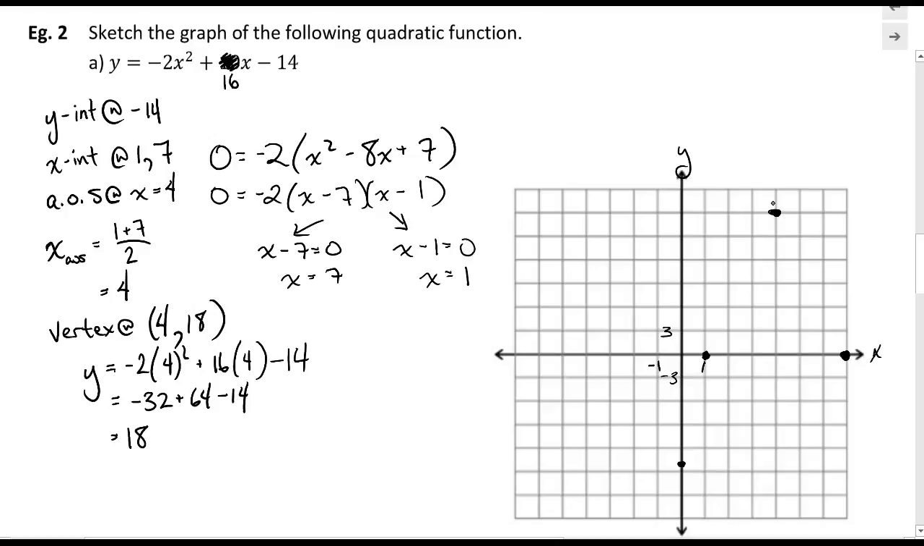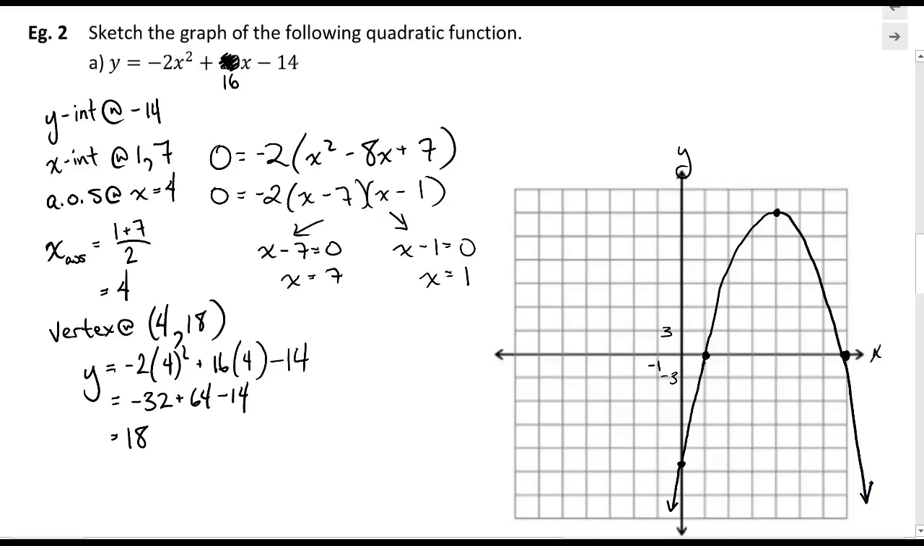Now I have some critical points. Now it's just a matter of connecting my points in a parabola fashion. It's got to be symmetrical. That's the trick here. Got my point here for my vertex, and I'm going to try and be symmetrical there too.